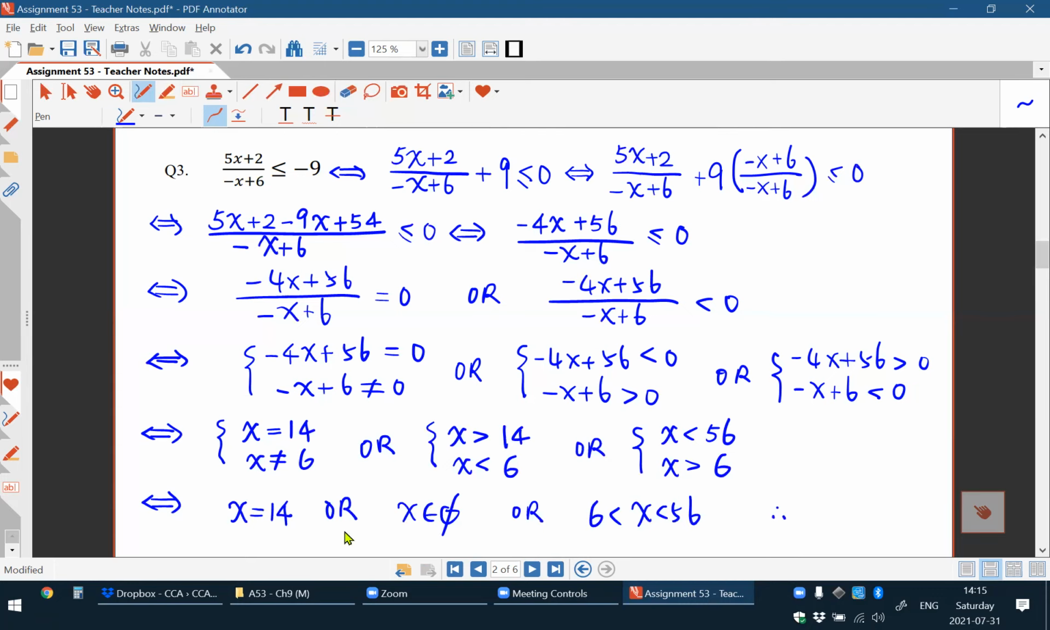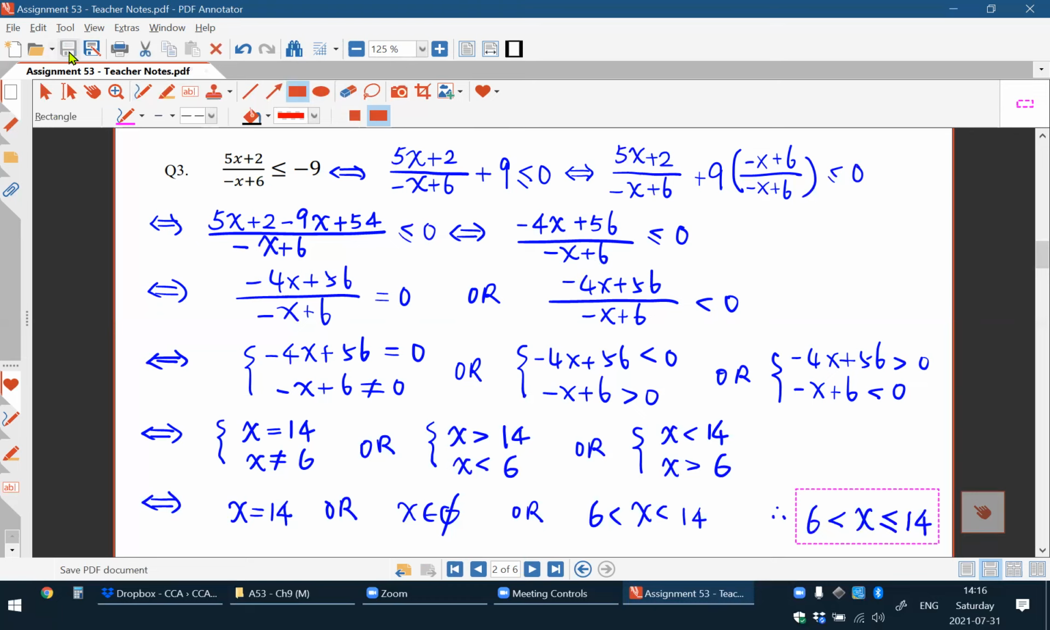All right, let's consider these three cases. The final result is, sorry, I made a mistake here. This should be 14. Third case should be x less than 14 and greater than 6, right? So if we consider these three cases, the final result is x should be larger than 6 and at the same time less than or equal to 14, right? This is our final result. Please have a look at this. Do you have any questions?